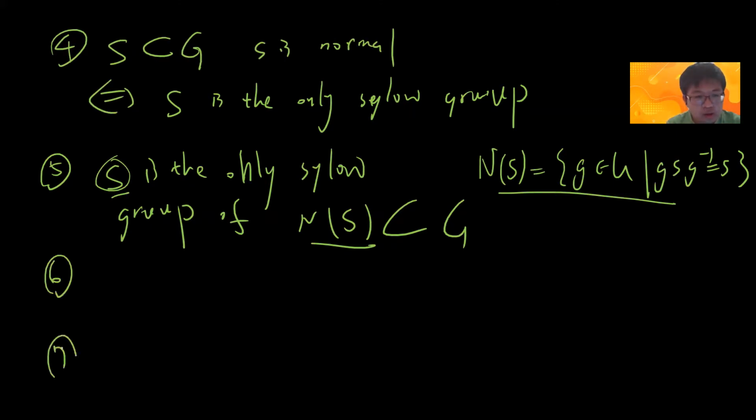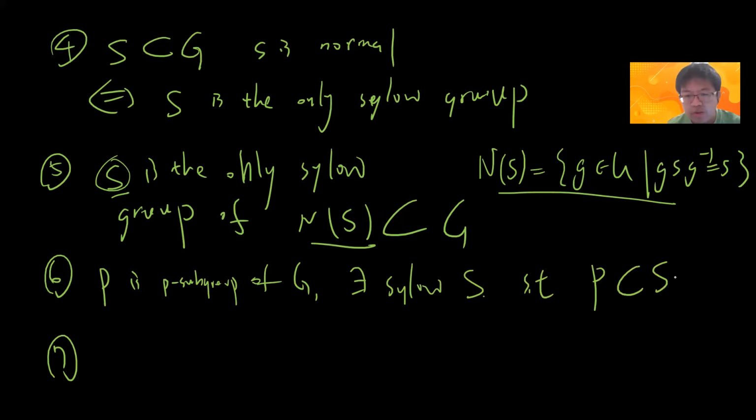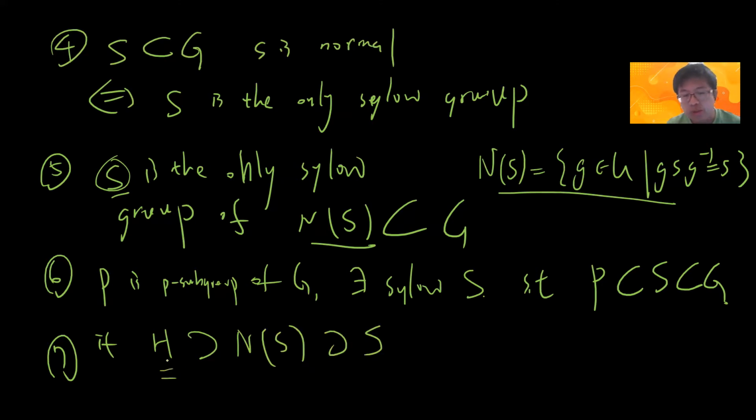Number 6 is that, given any p-subgroup, let's say P is a p-subgroup of G, then there exists a Sylow p-subgroup S such that P is a subgroup of S, which is a subgroup of G. Number 7 is that if you have a subgroup H which contains the normalizer of the Sylow p-subgroup, then the normalizer of H is just H itself.